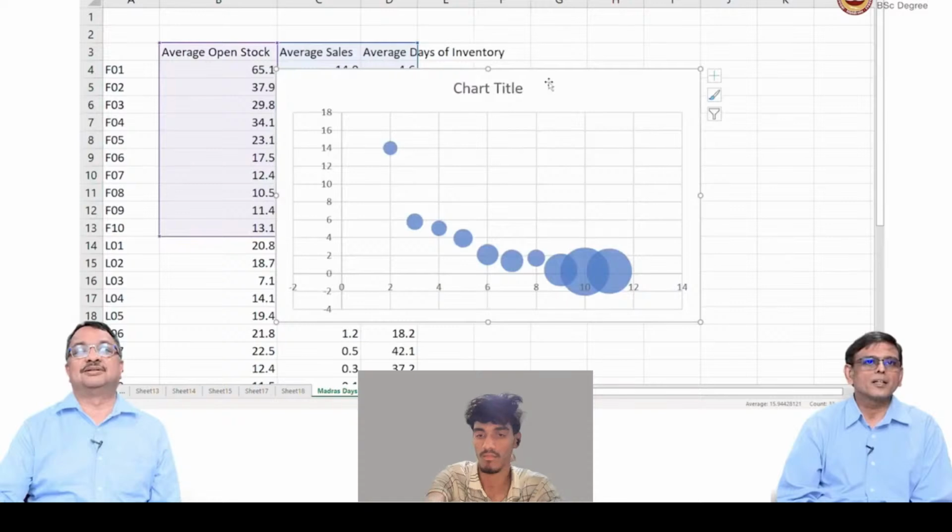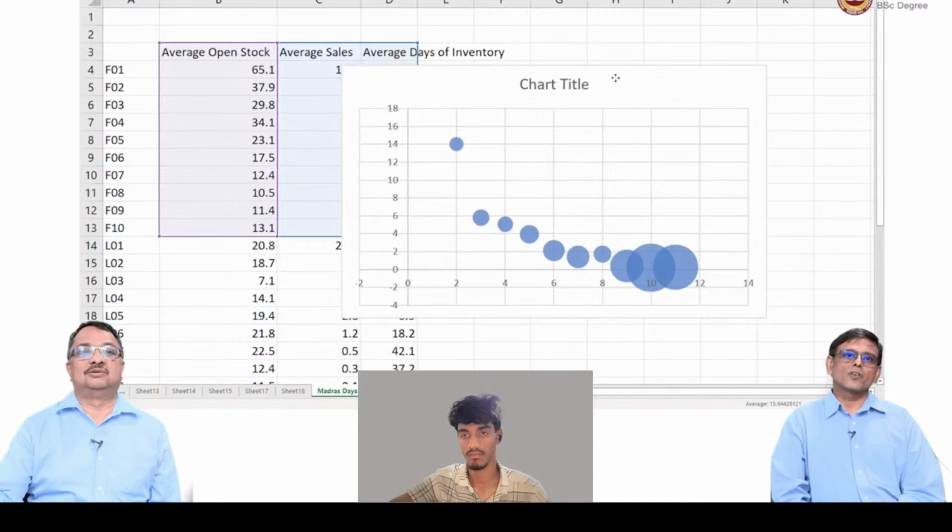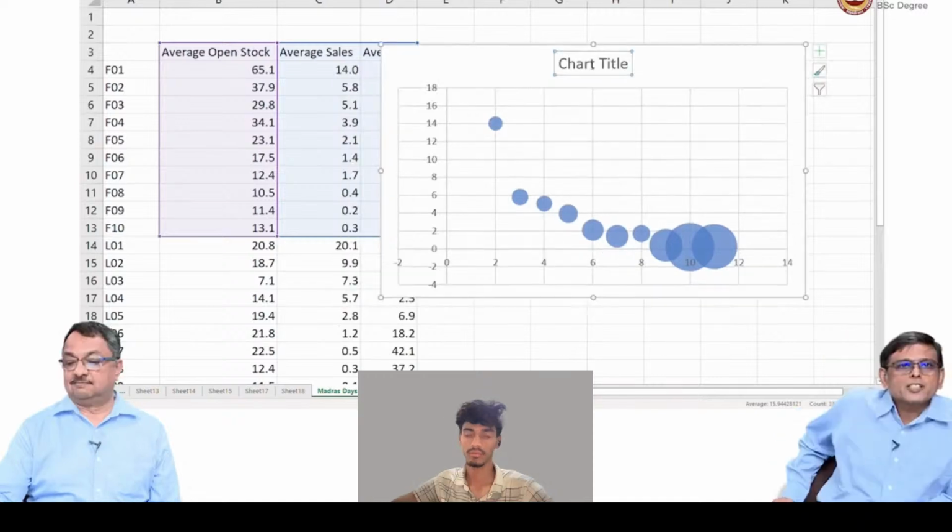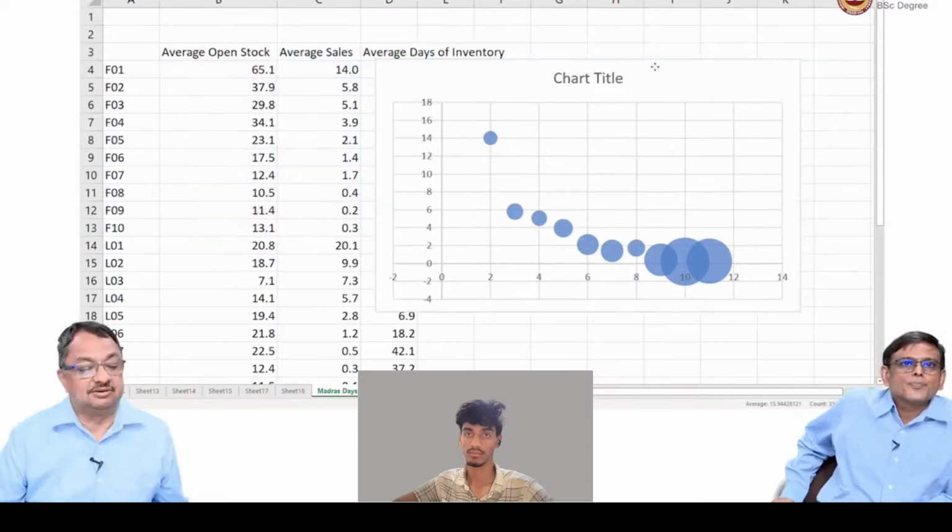What is it doing now? So what have we plotted? What is the size and what is X and Y? You have to choose X and Y now. Let me label this, then we can do something better.